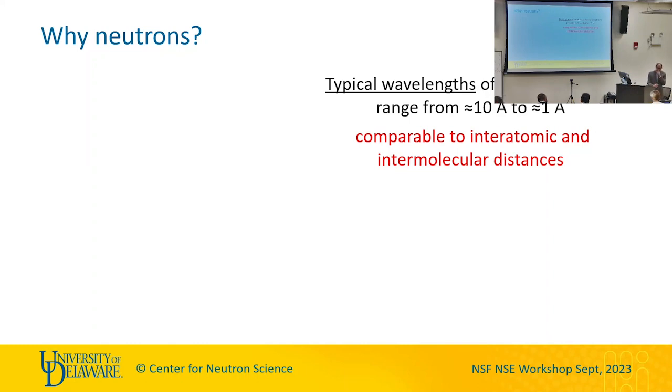Exactly. The wave associated with the neutrons has a length scale of angstroms and nanometers. So that's appropriate to investigate systems at the nanoscale. This is why we use neutrons or X-rays to study the structure of systems at the molecular scale. But here we are not talking about structure.